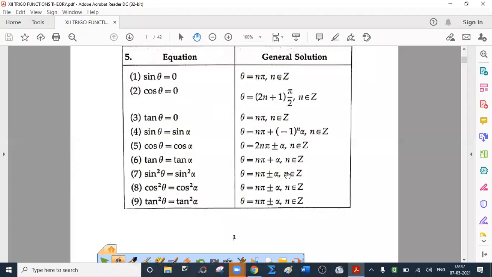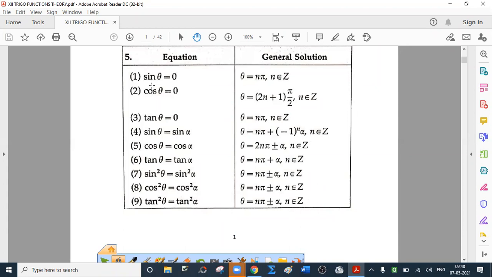Basically, you have to remember these many things. Equation, general solution. Sin theta equal to 0: theta is n pi. Now I will not say n is an integer because n will be an integer. Cos theta equal to 0: theta equal to (2n plus 1) pi by 2. Tan theta equal to 0: theta equal to n pi.